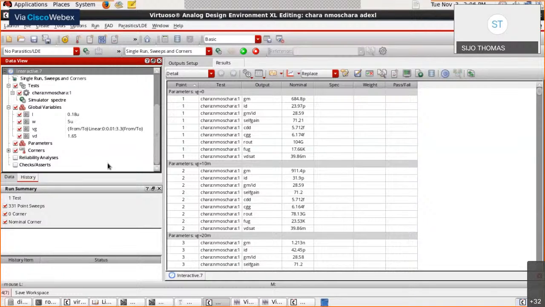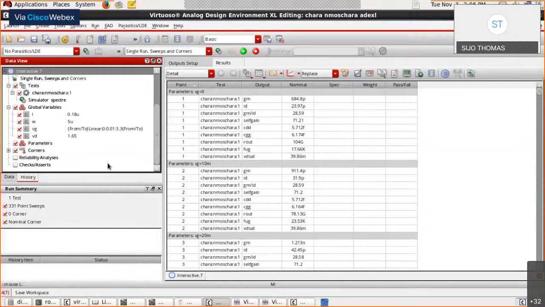So I have defined L as 0.18 U and W as 5 U. Okay, and VG we are sweeping across 0 to 3.3, with a step size of 0.01 volts. And the drain to source potential, that is VD, which we have defined in the schematic, I'm keeping as VDD by 2, that is 3.3 by 2, that is 1.65 volt.